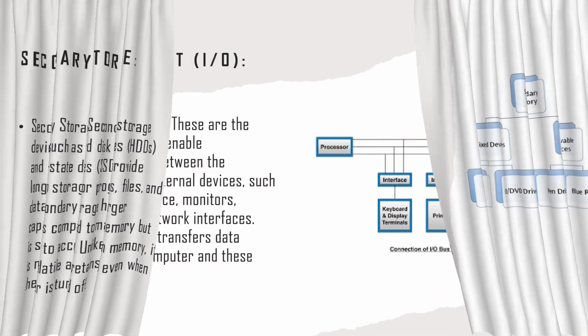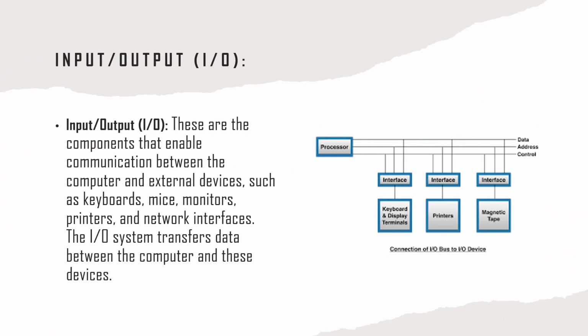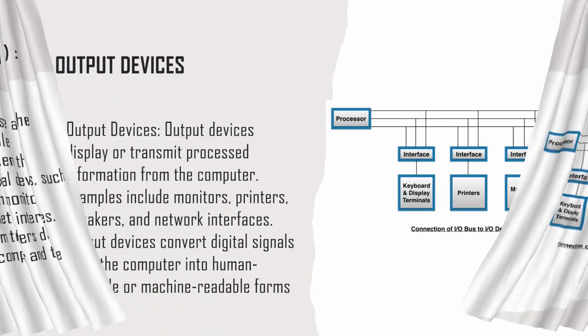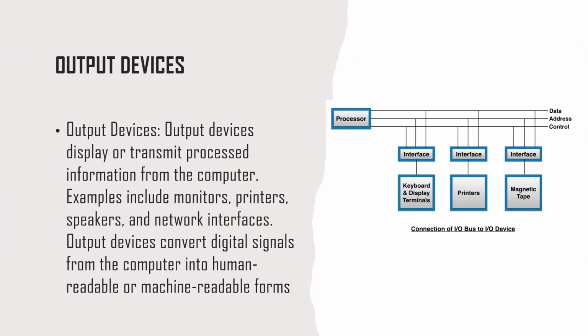Fourth, we try to understand about input and output. Input-output, I/O. These are the components that enable communication between the computer and external devices, such as keyboards, mic, monitors, printers, and network interfaces. The I/O system transfers data between the computer and these devices. Output devices display or transmit processed information from the computer. Examples include monitors, printers, speakers, and network interfaces. Output devices convert digital signals from the computer into human-readable or machine-readable forms.